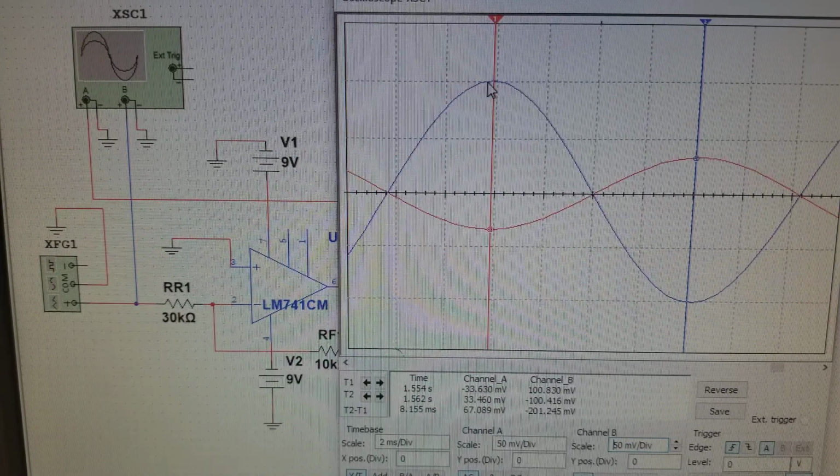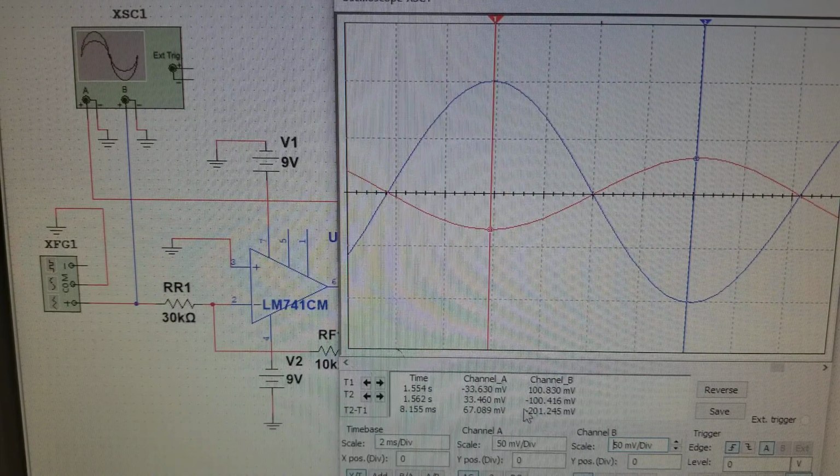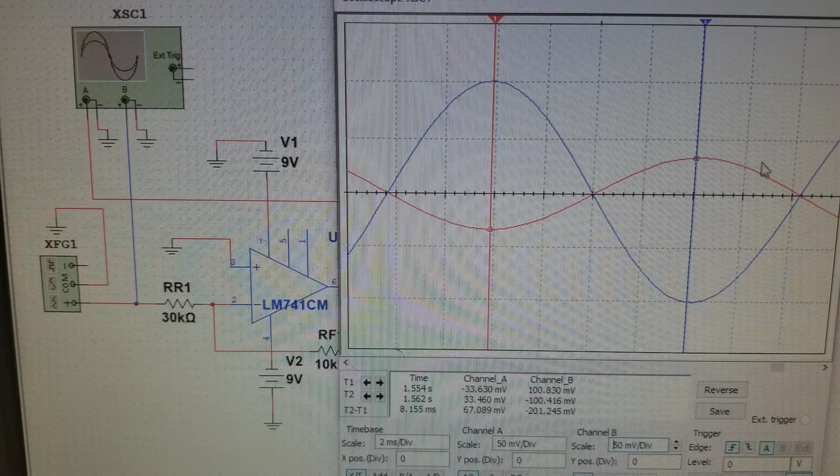And then for our last measurement on table 1, we're going to have our RR1 set to 30 kiloohms. And you can see that our output voltage is 67 millivolts, whereas our input voltage is still at 201 millivolts. So to find the gain, you divide the 67 by 201, and you end up with 0.333 repeating. You can still see that our input sine wave is 180 degrees out of phase with our output sine wave.